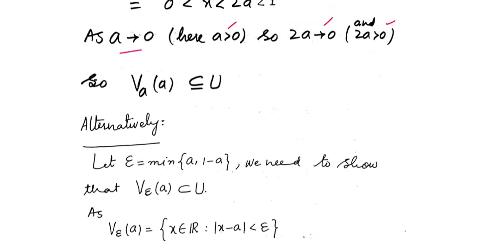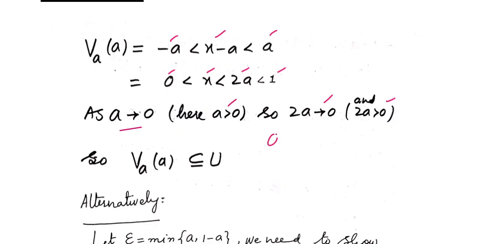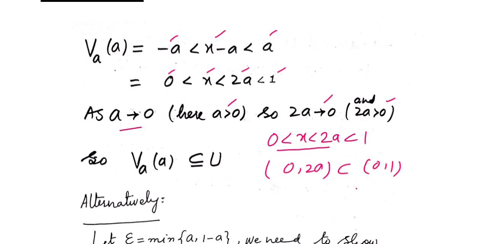So again you can notice that this interval 0 less than x, x less than 2a less than 1, the interval 0 to 2a, is a subset of the interval 0 to 1, which is equal to u. So again, in this case, your epsilon neighborhood of a is a subset of u. So in all of these three cases, you can notice that whenever epsilon is the minimum of a or 1 minus a, your epsilon neighborhood is always a subset of u.